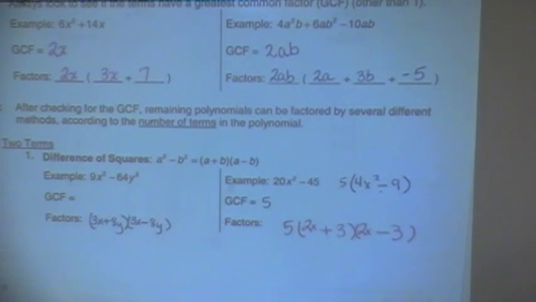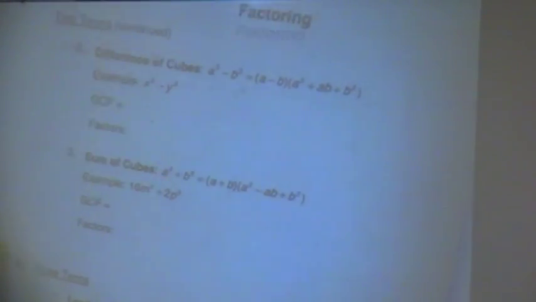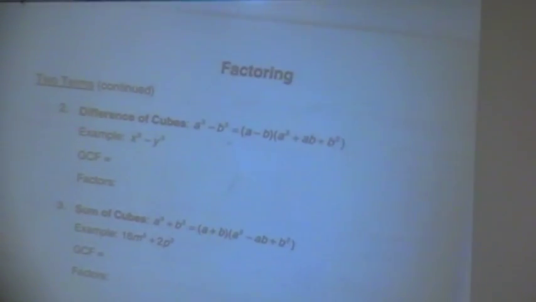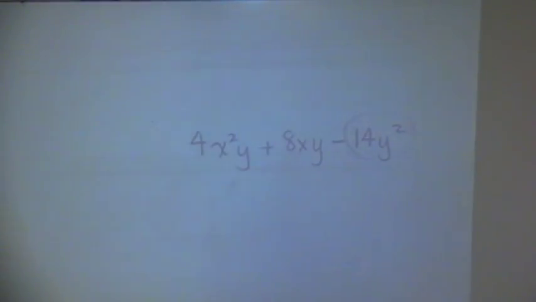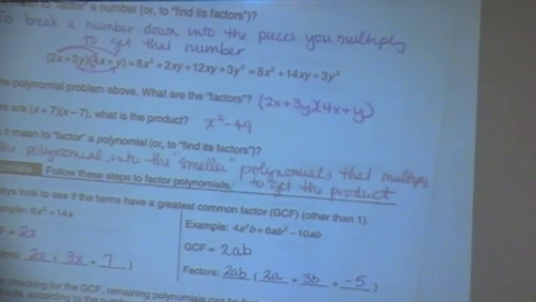Everybody okay? So far so good? Perfect. Alright, good. So now, keep this packet, because this is our factoring packet. If you flip to the next page, it jumps on to difference of cubes. We're not going to do that today. We're going to stick with GCF and difference of two perfect squares, but we'll start difference and sums of cubes on Monday.